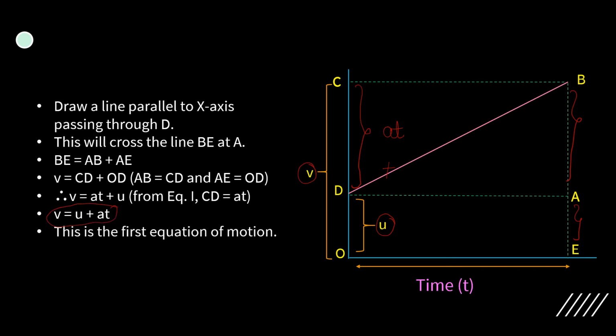So this is the first equation of motion. You can clearly see the relationship between velocity and time here. So using the graph, we have derived the relationship between velocity and time. This is Newton's first equation of motion.